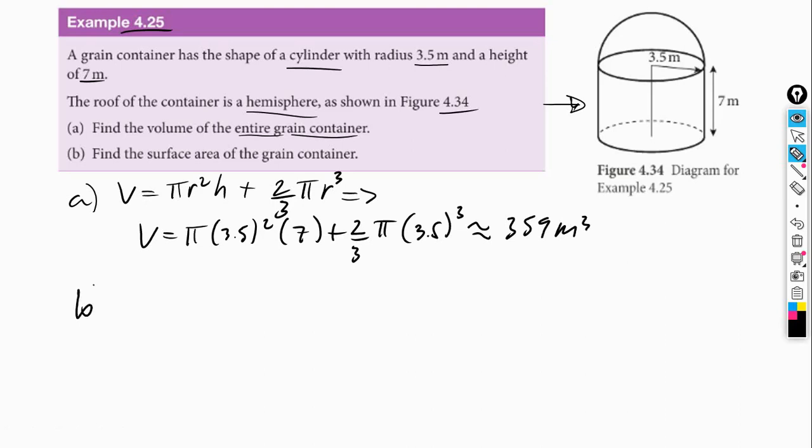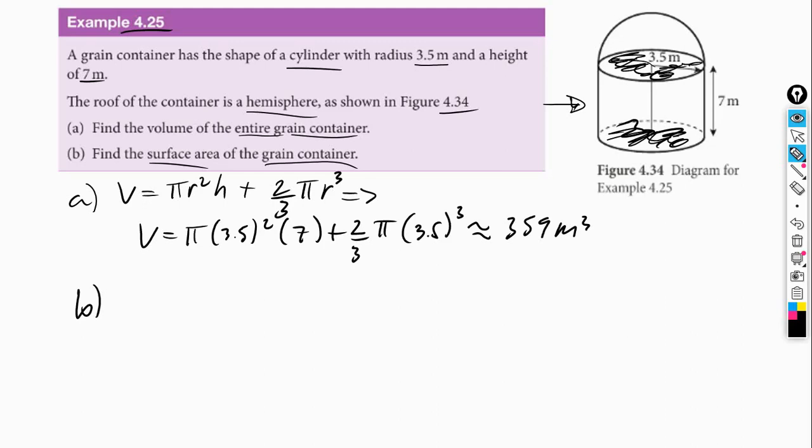For part B, they want us to find the surface area of the grain container. Now here we have to consider two things. We don't need to find the area of the base of the cylinder, since this would be on the ground and it wouldn't be part of the surface area. Likewise, we don't need to calculate the other base of the cylinder, because that also is excluded from the surface area.